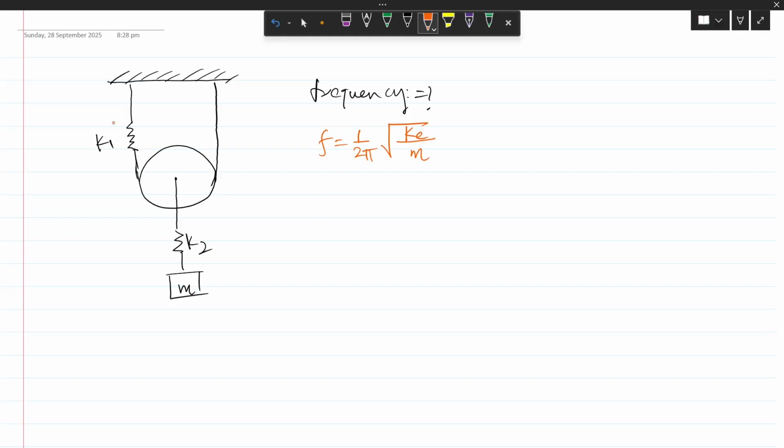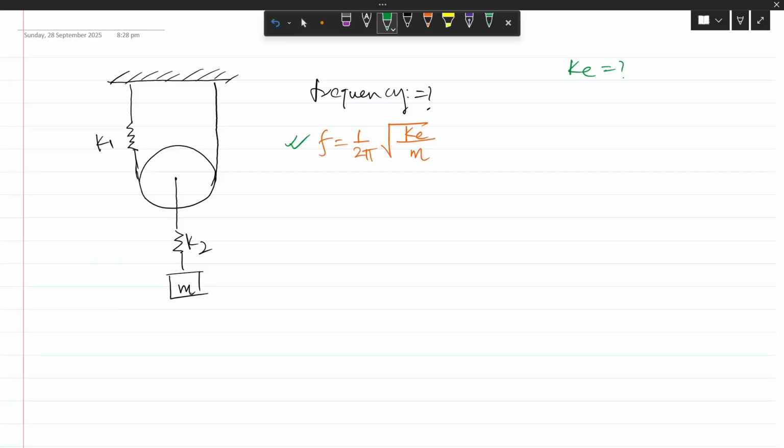So here we can already see that we have two springs. How we are going to deal with that, let's take a very close look. At first we need to find the value of Ke. If we can find the value of Ke, then we can easily input that value of Ke in this equation, and we can find the frequency of our mass pulley spring system.